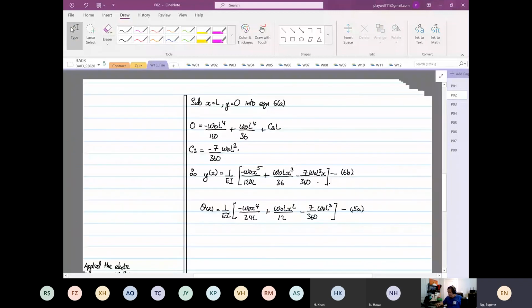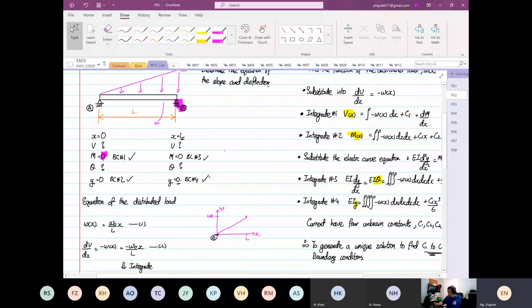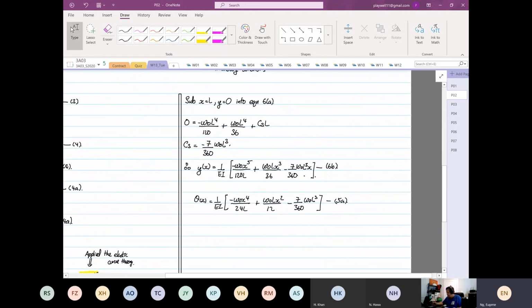To apply this technique well, a very critical point to take note of is your boundary condition. If you don't know your boundary condition, you're done. This technique is as good as useless. As I mentioned before, we can use this to calculate the slope and the deflection of the beam.